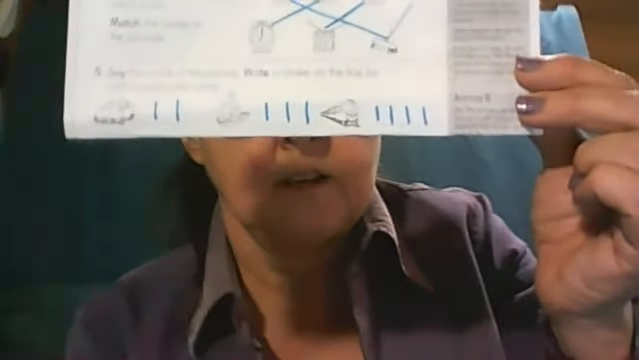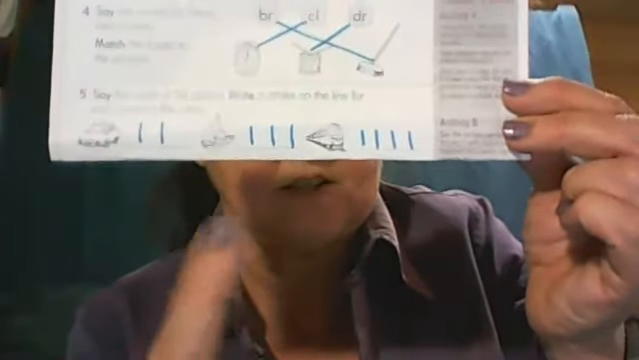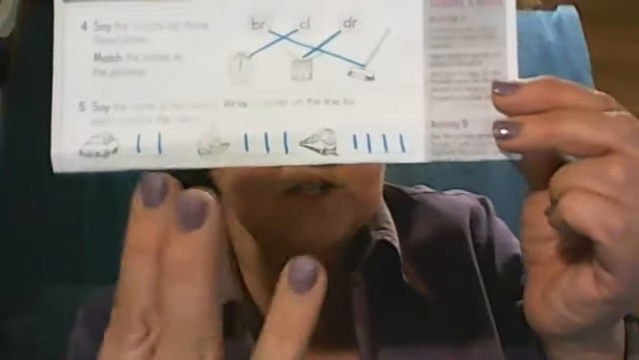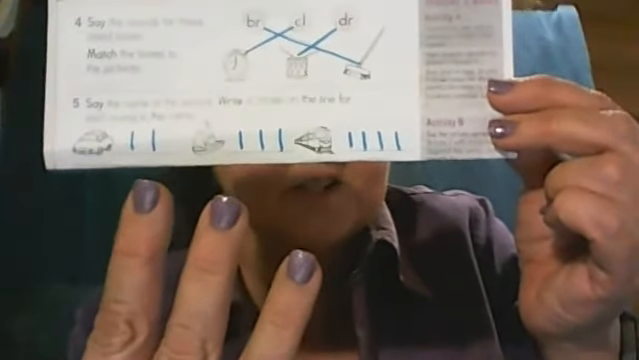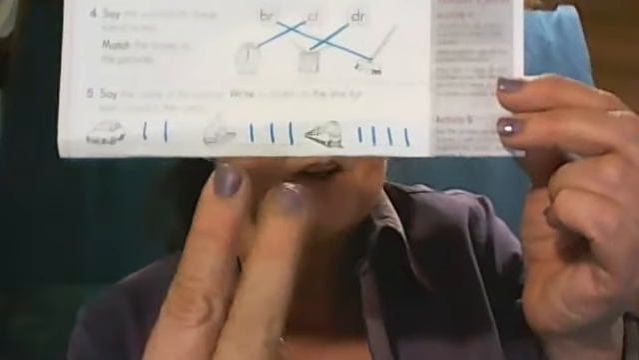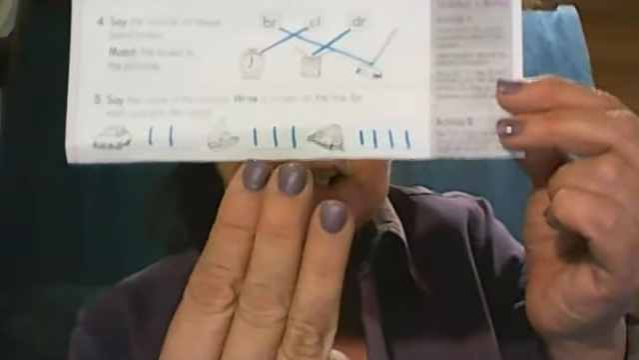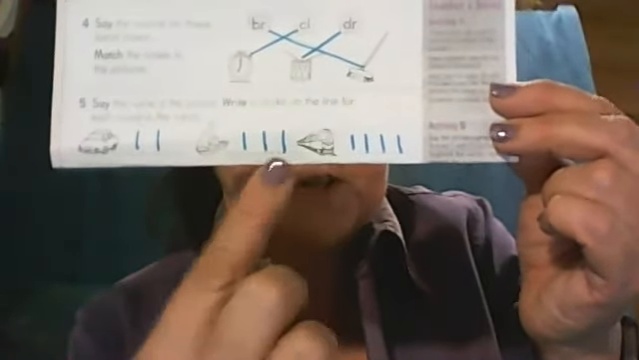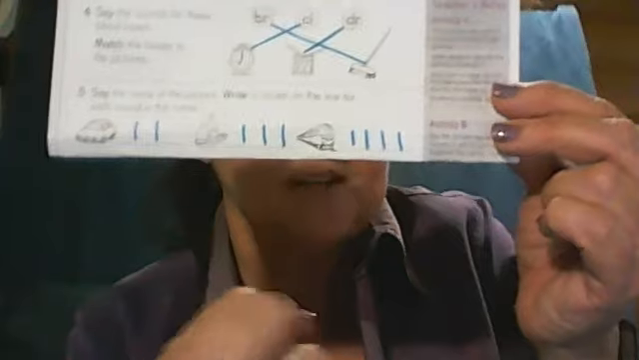Now what about a boat? I've written down 3 strokes. Are we ready? B, O, T. There's not just 3 letters, but there are 3 sounds. B, O, T. Boat.